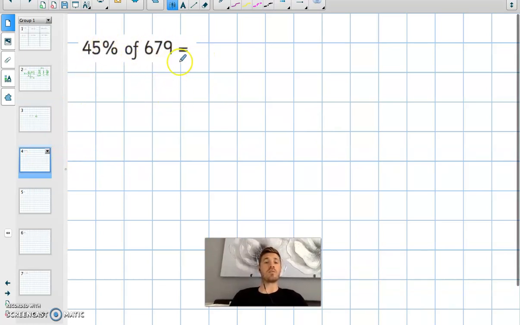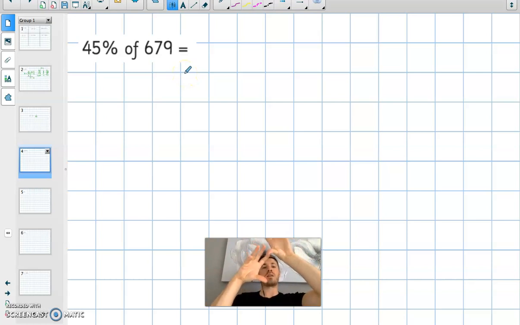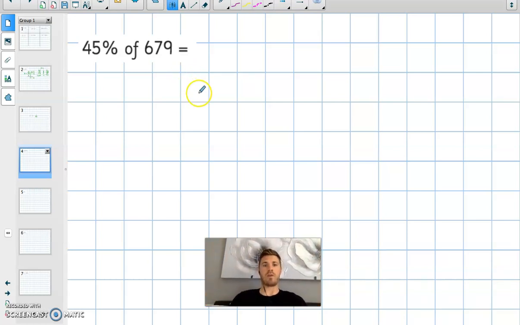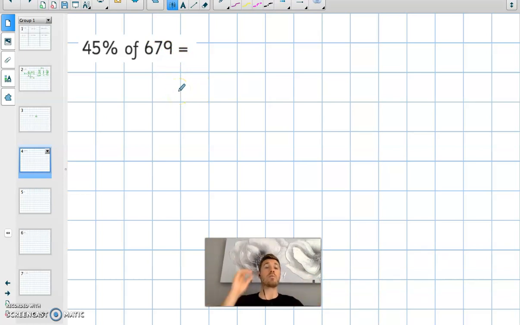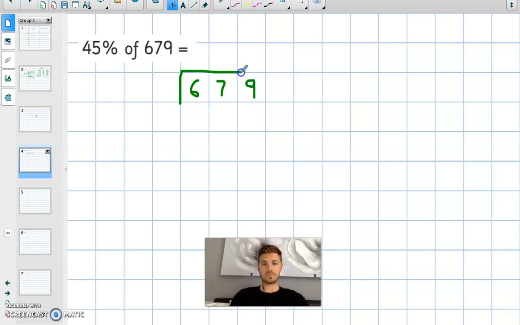For me, the easiest way to do this is to find 50%, find 5%, and then subtract 5% from 50%. That will give you 45%. So 50% of this number, well, we know that whenever we find 50%, we have to divide the number by 2, because 50% is the same as a half, as a fraction. So to find half, you put it into your bus stop method, and you're going to divide it by 2 because you're going to halve it.